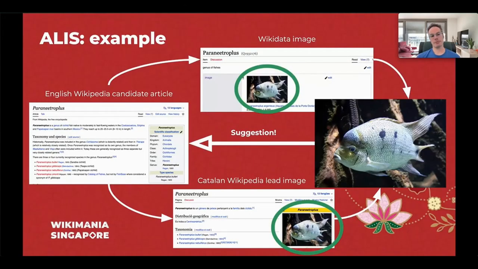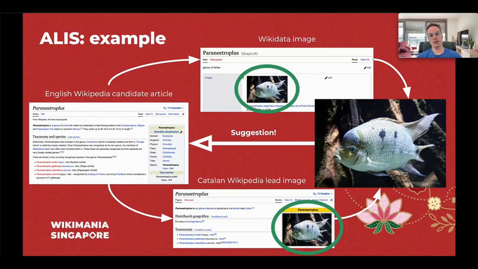First, let's understand how Alice works through an example. On the left of this slide, we have an English Wikipedia article about a genus of fishes with no images. This is a suitable candidate for illustration, right? The corresponding Wikidata item at the top of this slide holds an image property that links to the Commons image you can see on the right, this fish. Cool. That's one good signal for us to suggest that image.